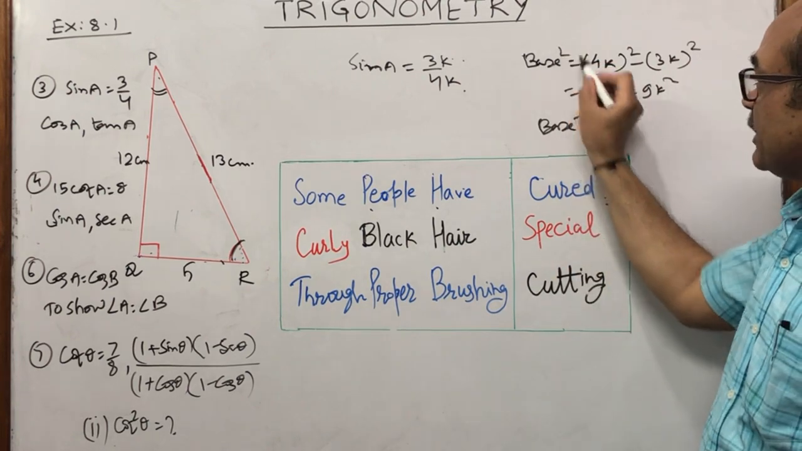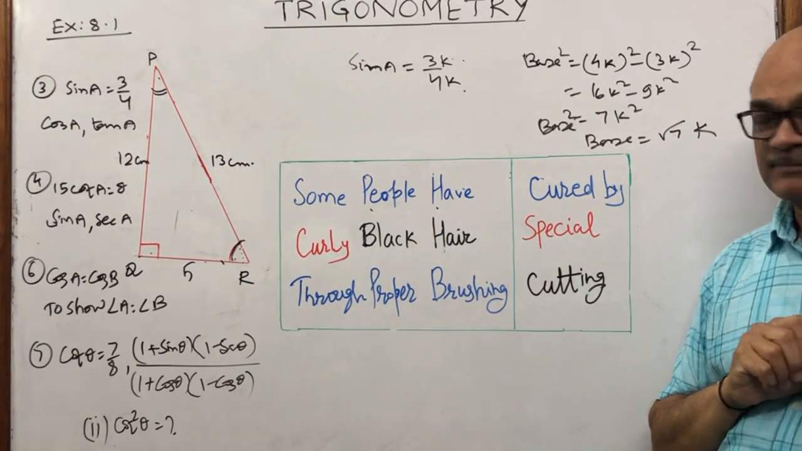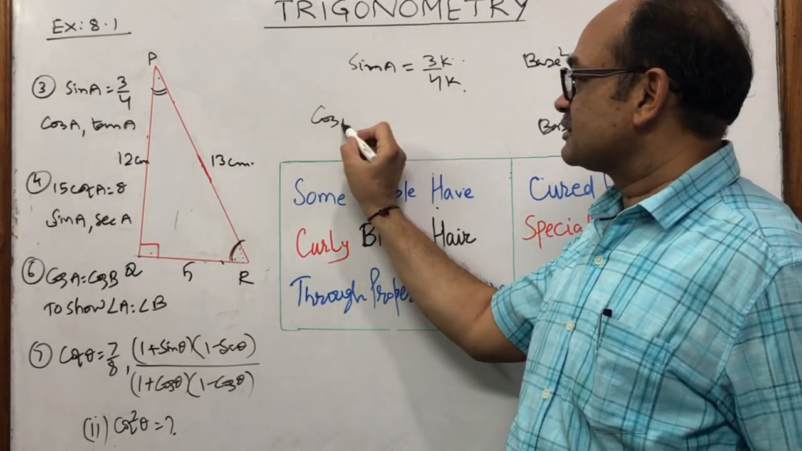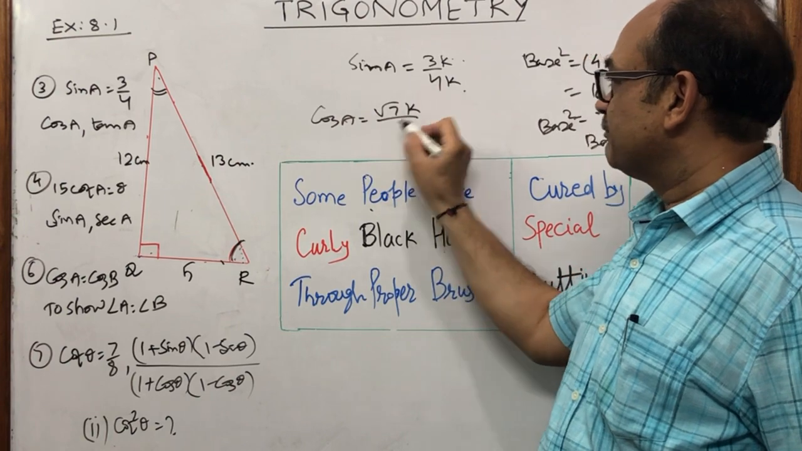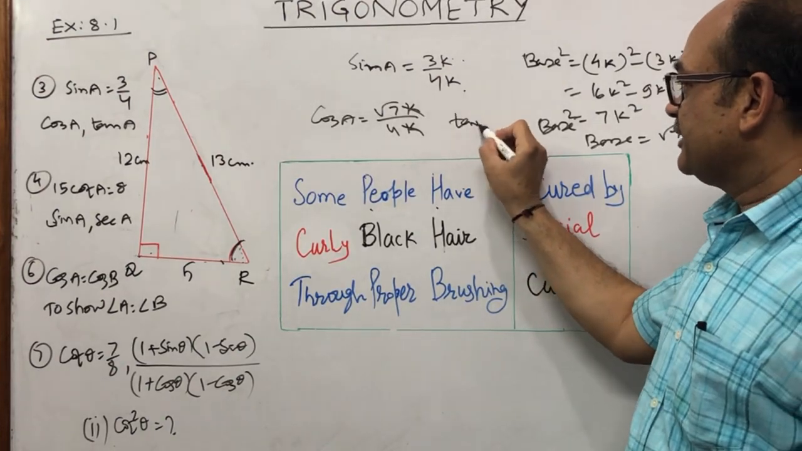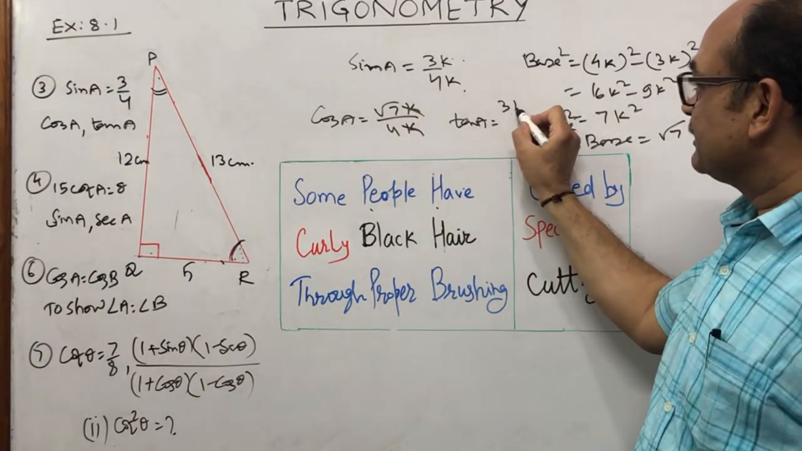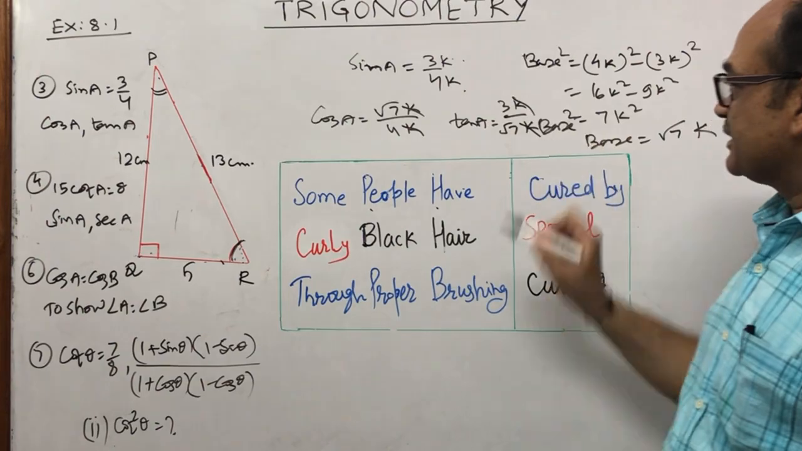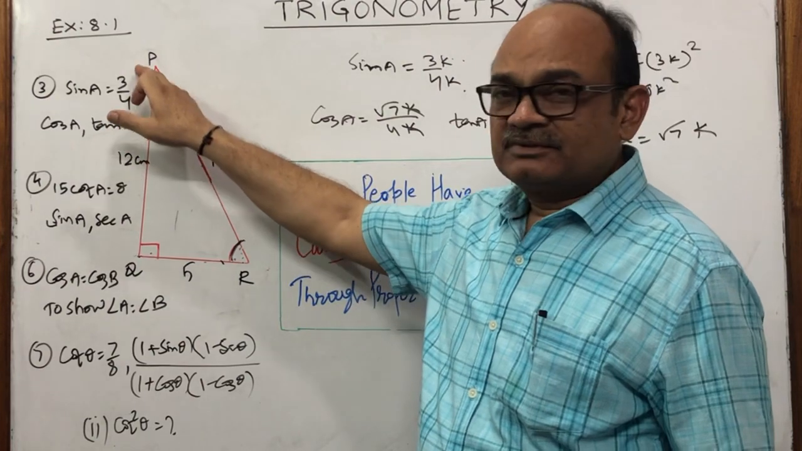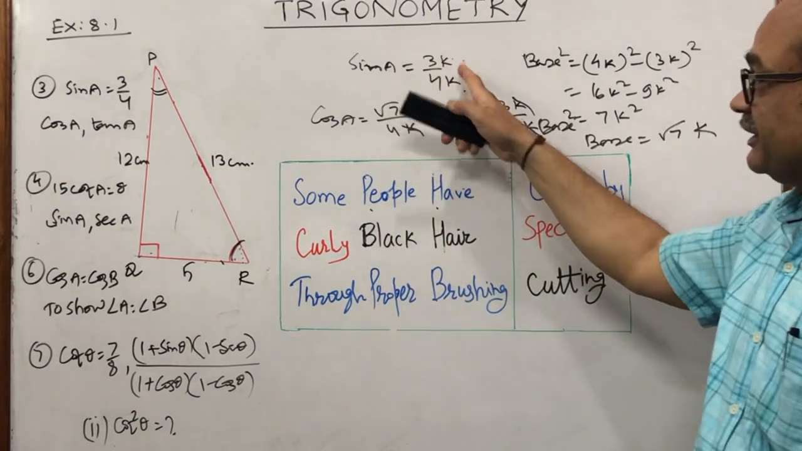Hence, it is base square. So base is now root 7k, and our aim is to calculate cos A. That means cos A equals base divided by hypotenuse. Correct? We want to calculate tan, and tan, you know, is nothing but sine divided by cos. So when we divide sin A by cos A, what are we getting? 3k by root 7k. Answer is 3 by root 7. Easy? So whenever a ratio is given, don't say that it is 3 and it is 4. It is in the ratio, that is maybe 3k and 4k. So always assume 3k and 4k. Correct?